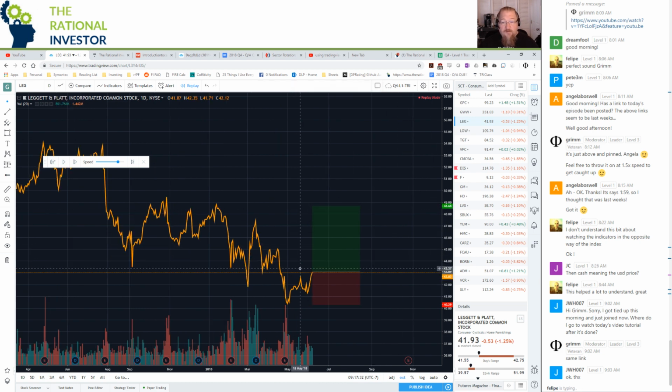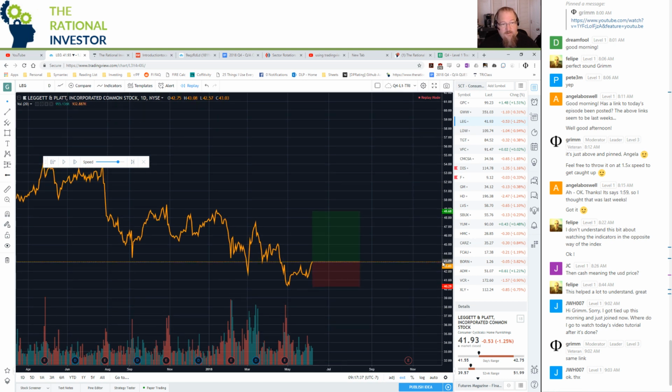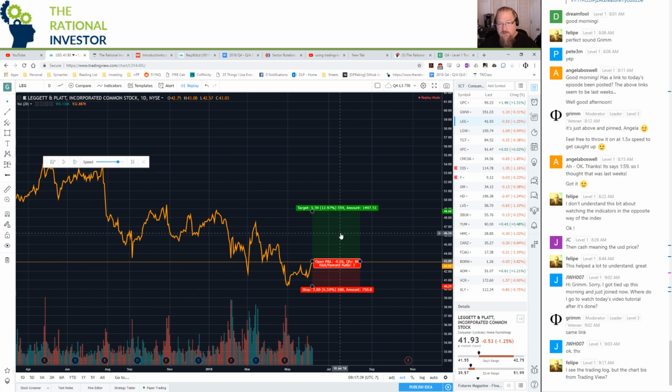Because bear in mind, as we go through the course, we don't want to take any setup that gives us less than a 2 to 1 risk to reward ratio.